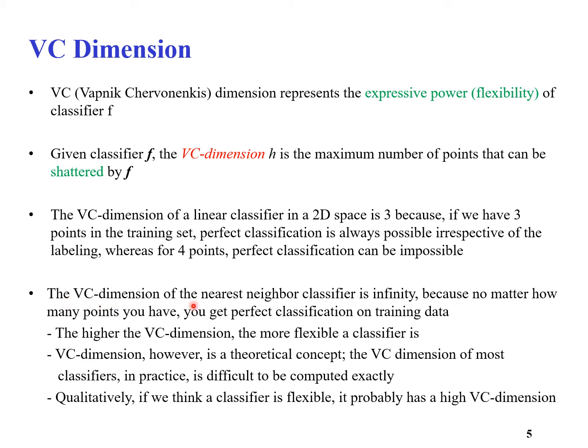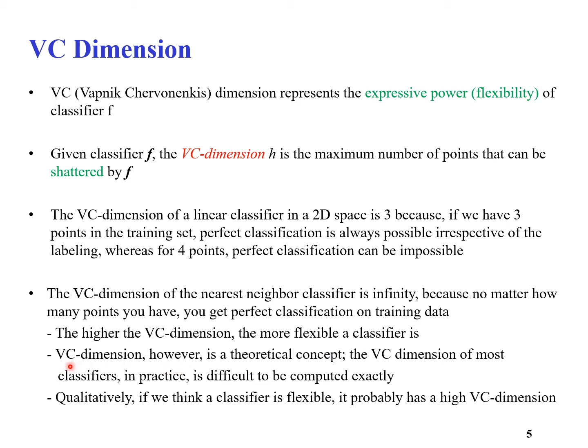Let's take a look at another example. Let's say we have an instance-based algorithm, the nearest neighbor classifier. The Cauchy dimension of instance-based learning, or the nearest neighbor classifier, is actually infinity. Infinity means this algorithm is very flexible. It can represent very complex concepts, very capable. So we can say that the higher the Cauchy dimension is, the more flexible or capable a classifier is.